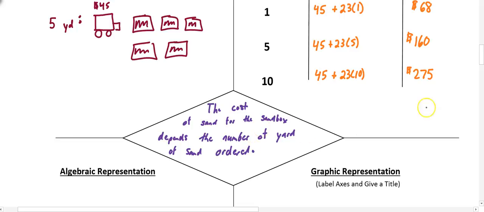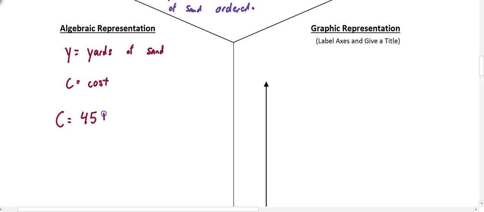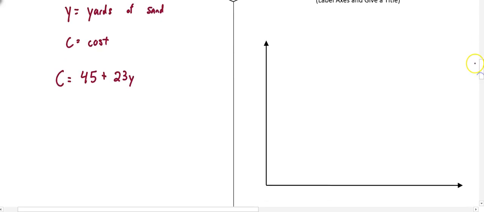So in algebraic representation, we need 2 things again. We need our variable. So remember, we have y because we're ordering yards of sand. And we have c for our cost. So in this case, the dependent variable goes by itself. So cost equals, we're paying $45 for a delivery fee plus $23 per yards of sand, so 23y. Then we can move to our last part, which is our graphic organizer.